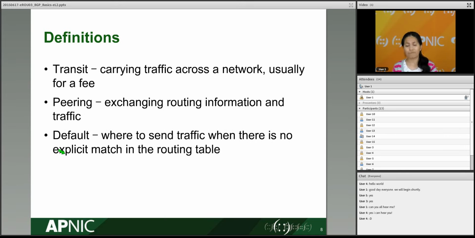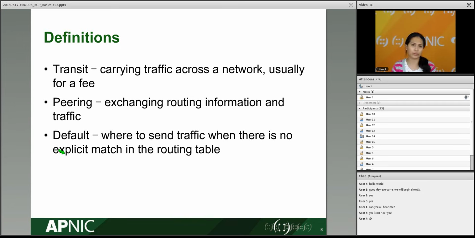With BGP, as I've said, it's between networks. And usually there are two ways in which we communicate or connect between networks, and it is dependent on the agreement that we have with them. Now, let's look at these terminologies that we associate with BGP. It defines the arrangement between operators that carry traffic and routing information across networks. One is transit, and the other one is peering.